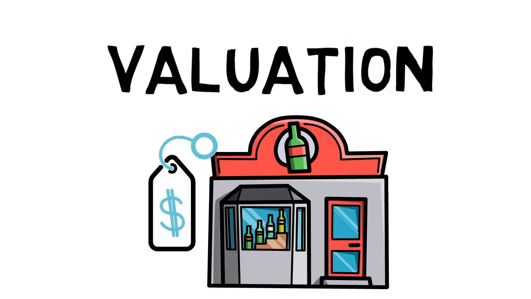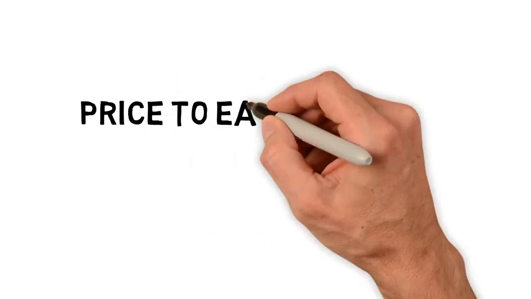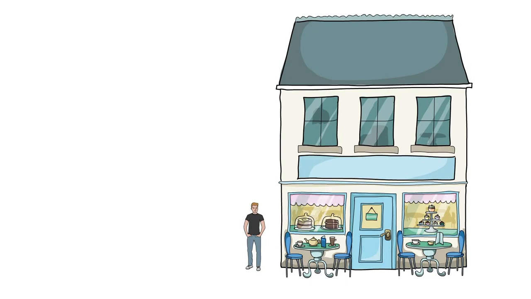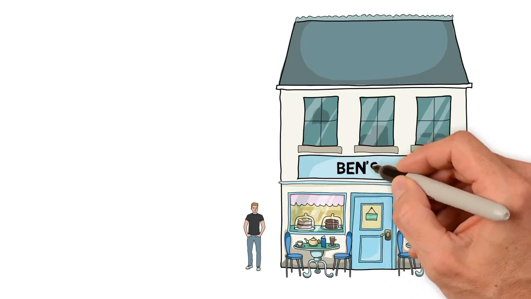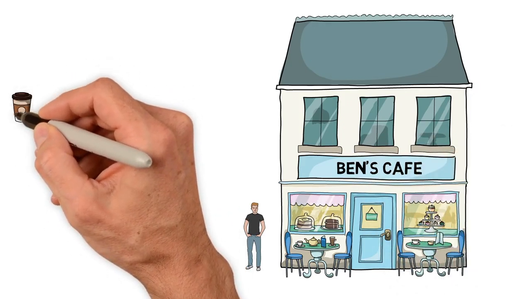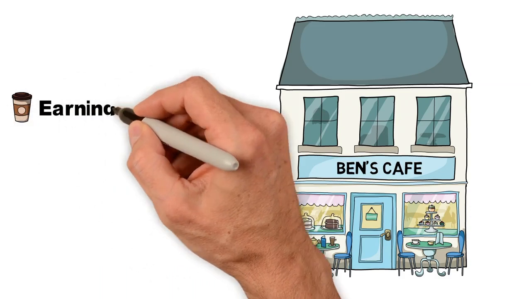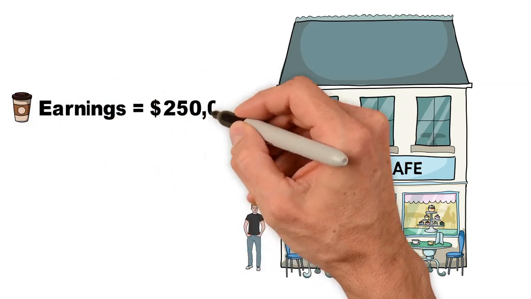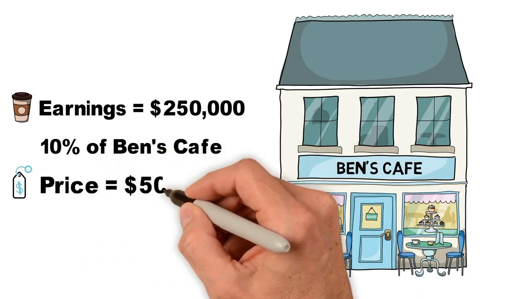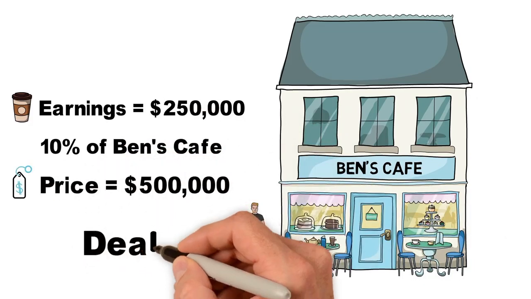How do you know if you're getting a good value? Consider the price per earnings, or the PE. To understand what price per earnings means, let's use an example. Your friend Ben has a coffee shop that he hopes to expand. To raise some money, he tells you that he will sell you part of his company. He explains his coffee shop makes $250,000 in earnings per year. He will sell you 10% of his company for $500,000. Is that a good deal?